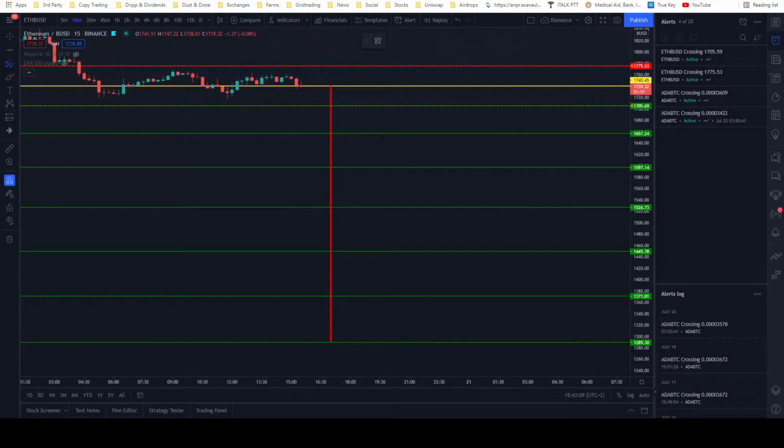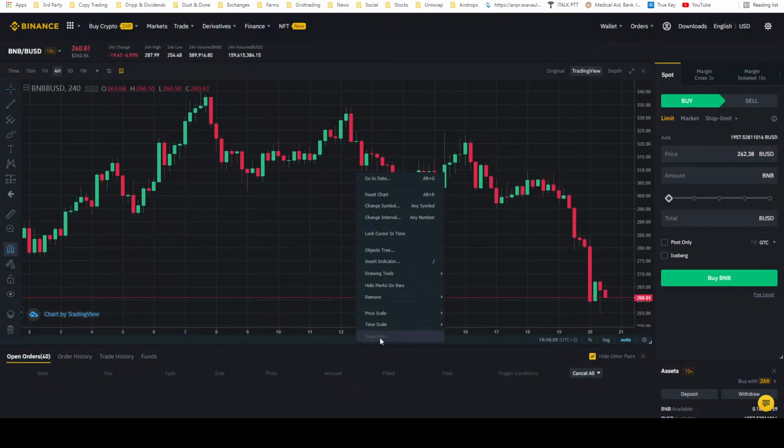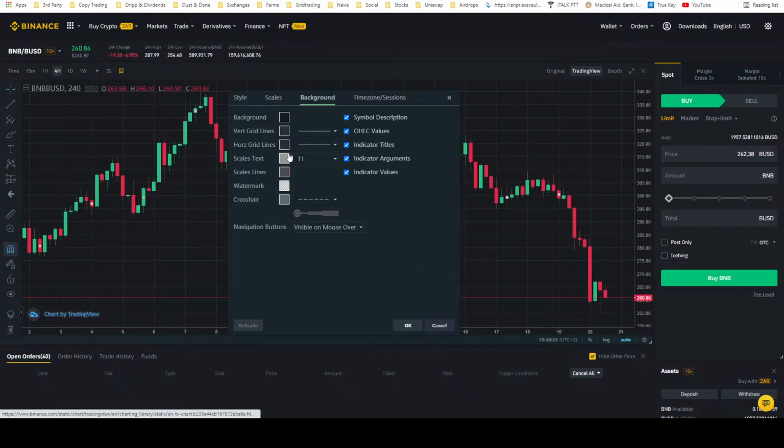Now let's see. The next one I'm going to set up is BNB coin. We'll get to BNB coin. Let's clear the chart so everyone can see nice and neat what's happening and how I'm doing it.